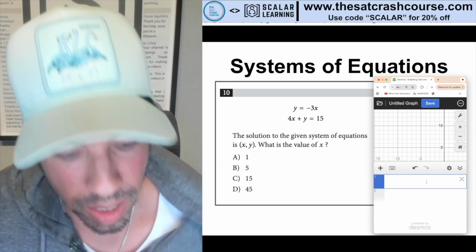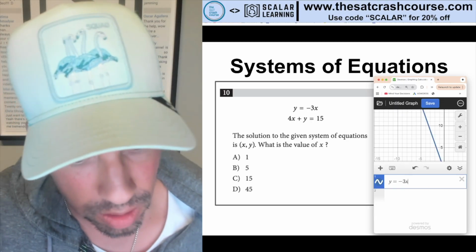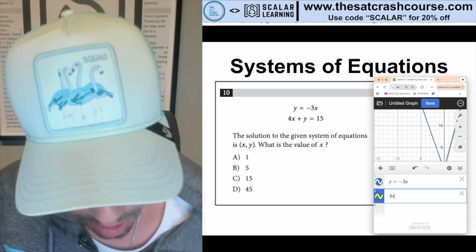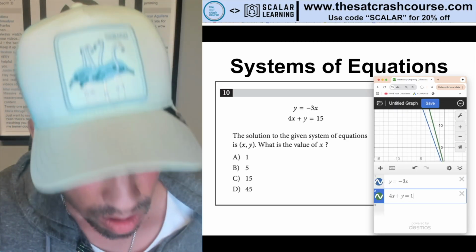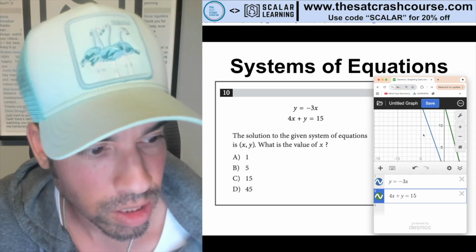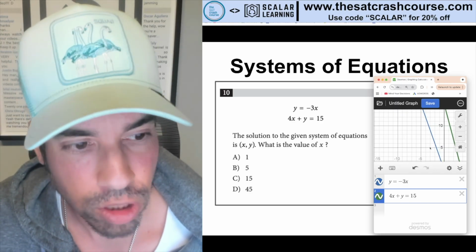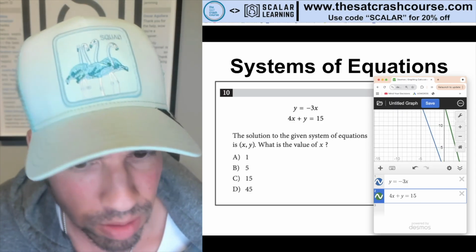So for this question, we have a system of equations. I'm literally going to type it in just as is without modifying anything right here. Boom. We got the two equations. Now it says they have a solution. That's, again, my intersection point. We have to find that value of x.